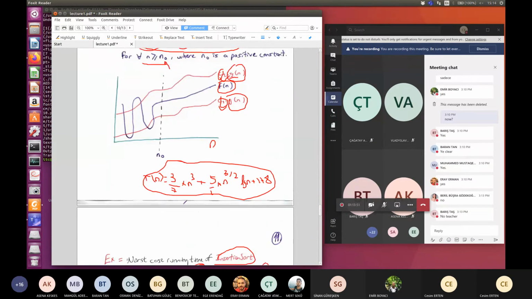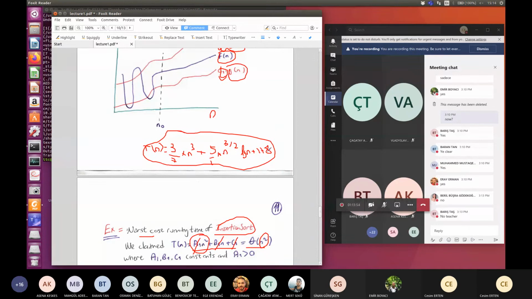With the theta, using the simplifications of the theta notation, I can forget about this constant because the highest order term is n cube. I can forget about this part as well, because n cube asymptotically grows bigger than n to the 3/2 times log n. So I'm left with 3/7 times n cube. I can also forget about the constant multiplicative factor, 3/7. All I'm left with is n cube. So I can simply claim that the running time of my algorithm, T(n), is theta of n cube.